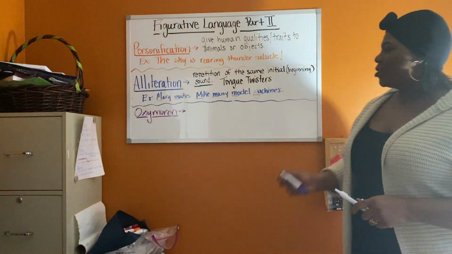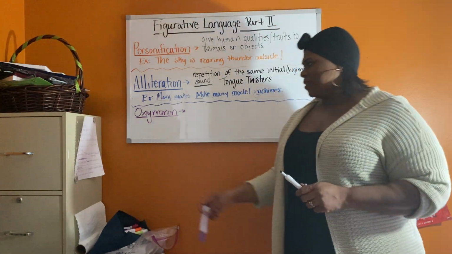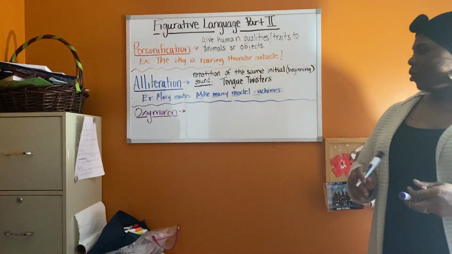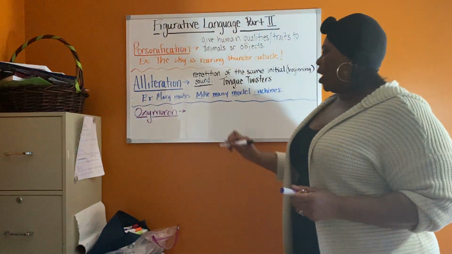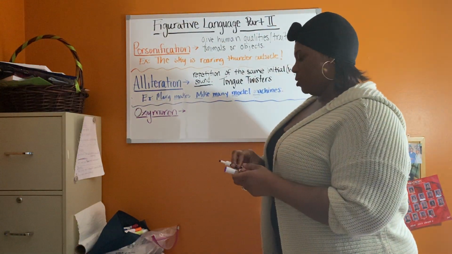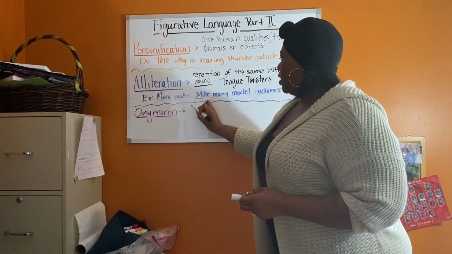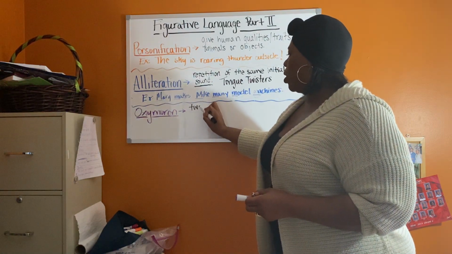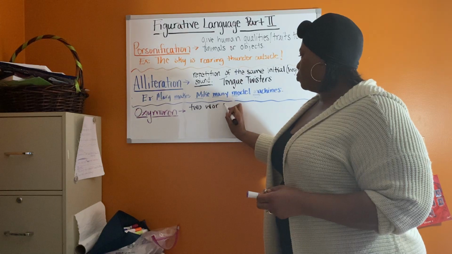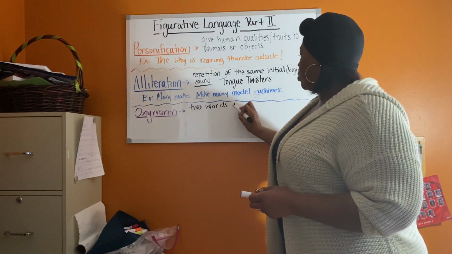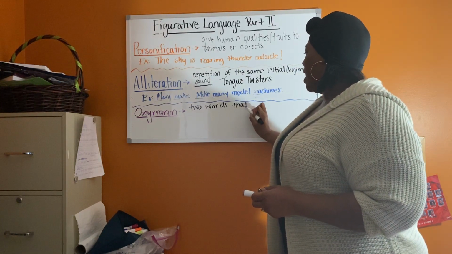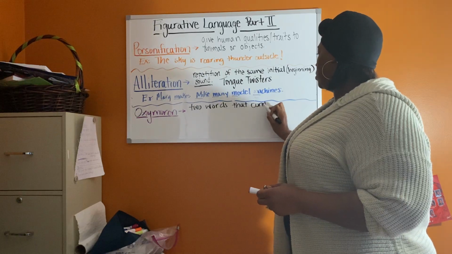Okay? All right, so the last one that we're going to look at is oxymoron. An oxymoron, oops, wrong column. No, all right. This is when you use two words and those two words contradict each other.